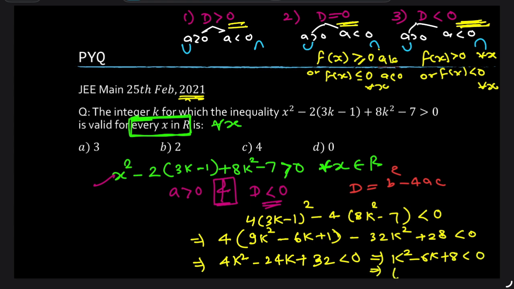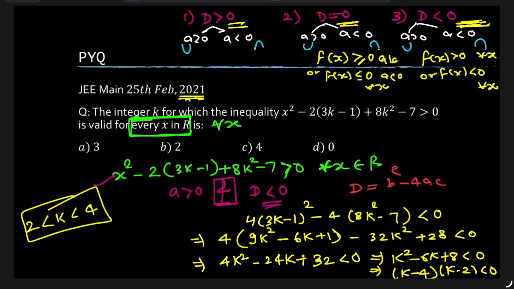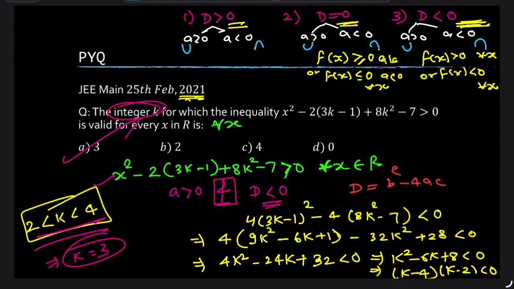From here we'll get (k - 4)(k - 2) less than 0. So from here we'll get that k is in between 2 and 4. Now in the question it was given that k is an integer. So k is an integer and k is in between 2 and 4. It means k will be 3. So here the answer will be k equals 3. That is option A. Thank you.